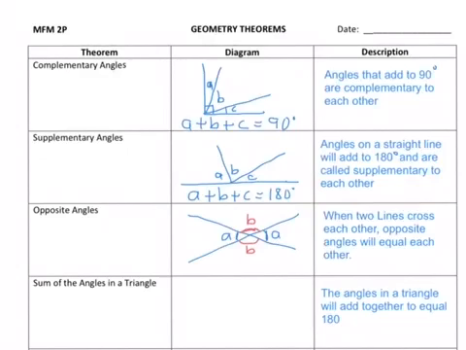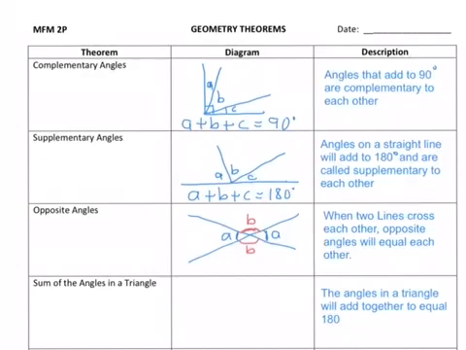So if we look at this, we have, that was not what I intended to do. If we look at this, we have a straight line along here. So that straight line means that angle A plus angle B would have to equal 180 degrees in this case.